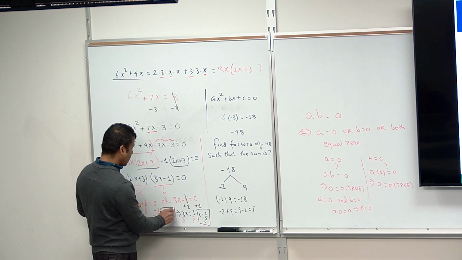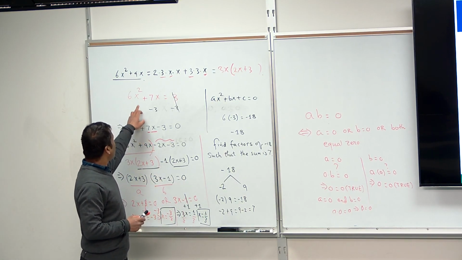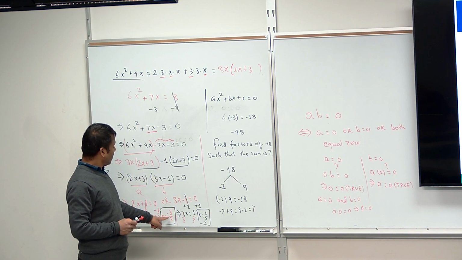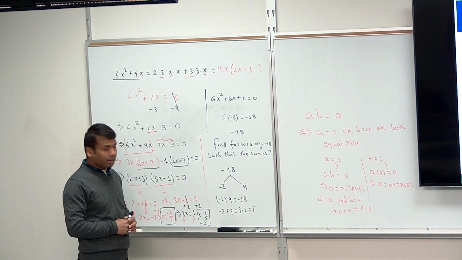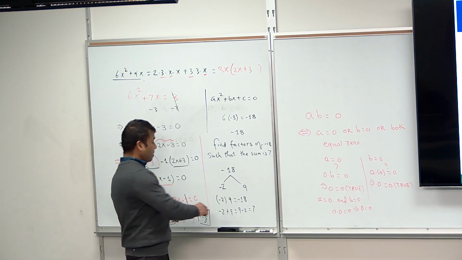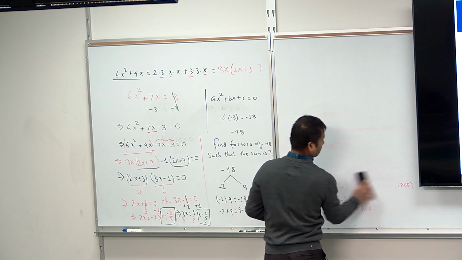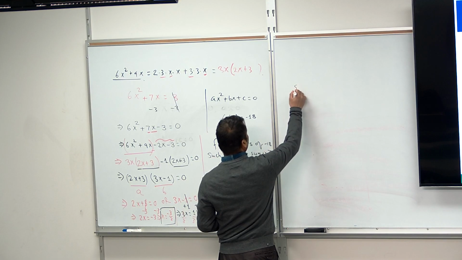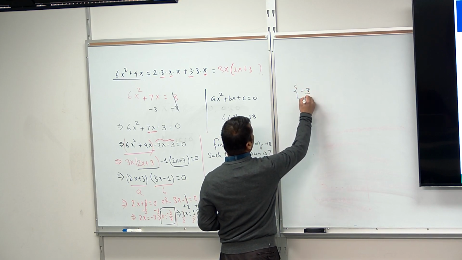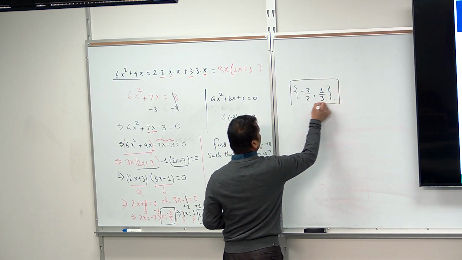Here and here. So the solution to this quadratic equation is negative 3 over 2 comma 1 over 3. Right? Did you get it? So the solution is negative 3 over 2 comma 1 over 3. So this is the final answer.